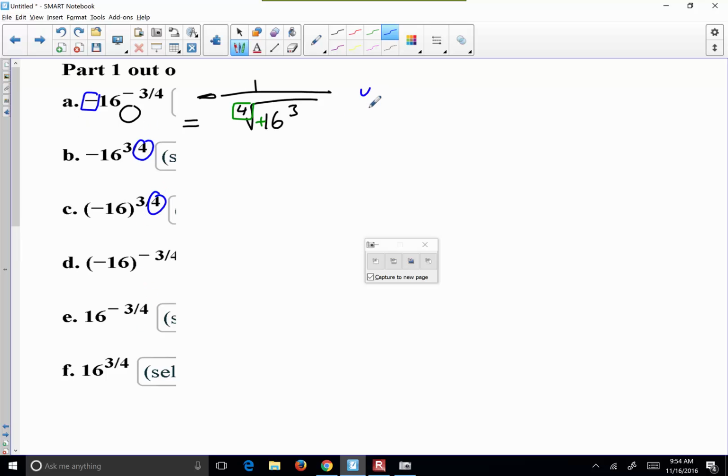So this is a yes. This is a yes as well. Because if this is positive, you won't have reciprocal on it, this whole thing. So this is a yes.